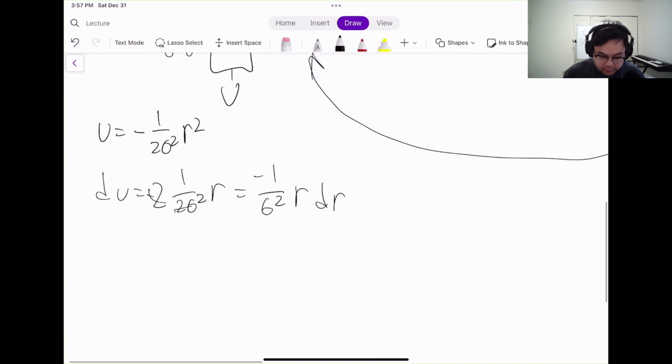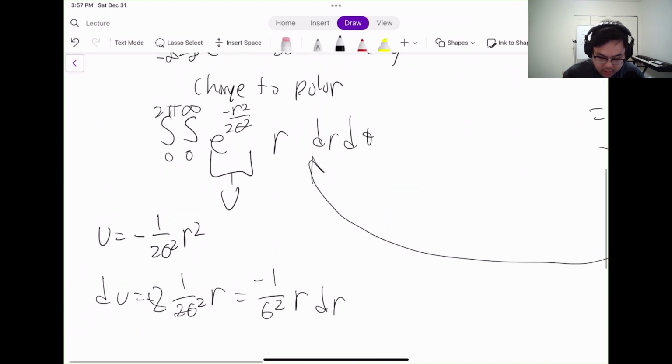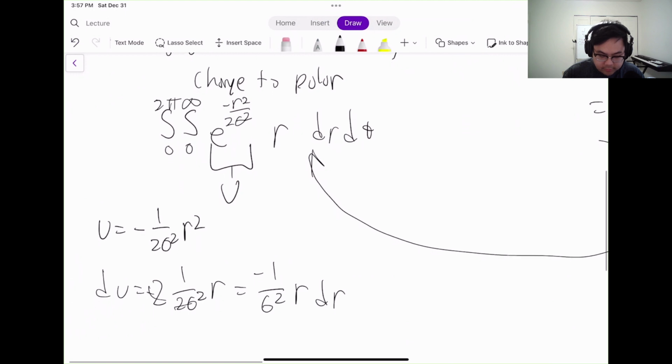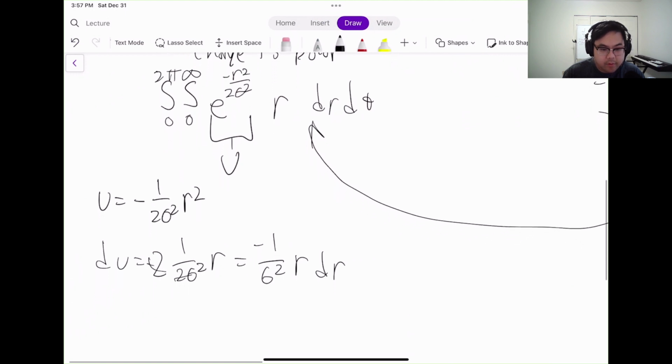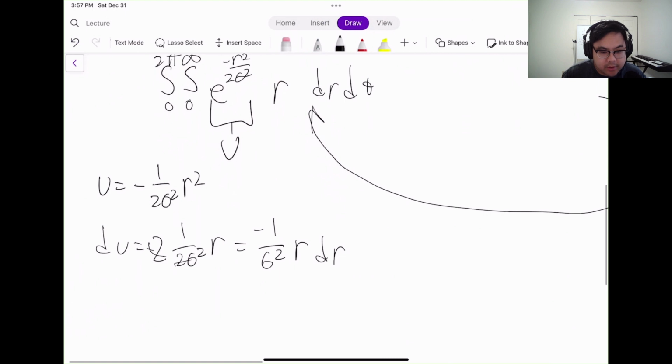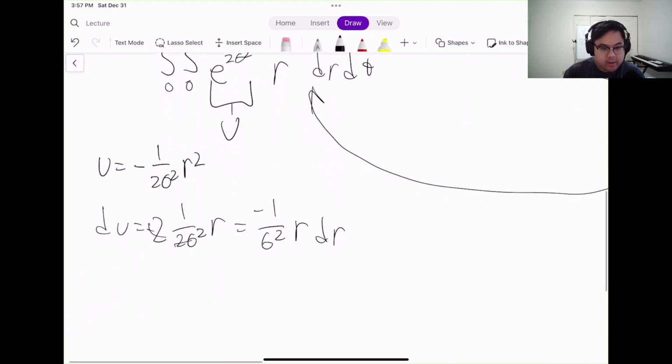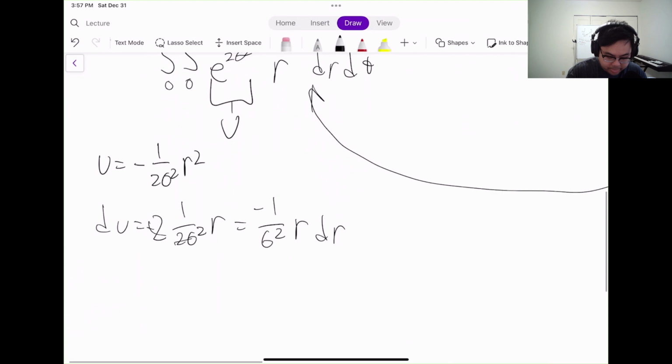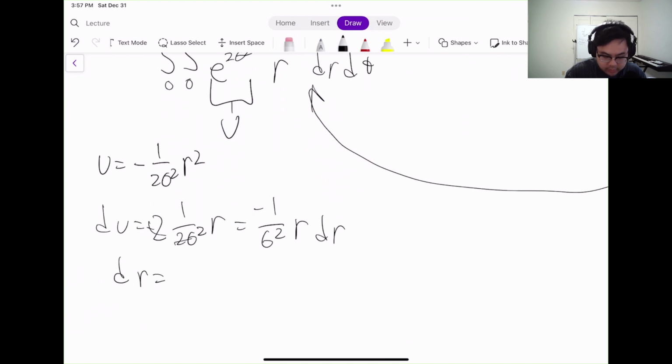So we want to solve for, let me see. Okay. We want to solve for dr. My bad. Dr equals negative sigma squared over r, du.